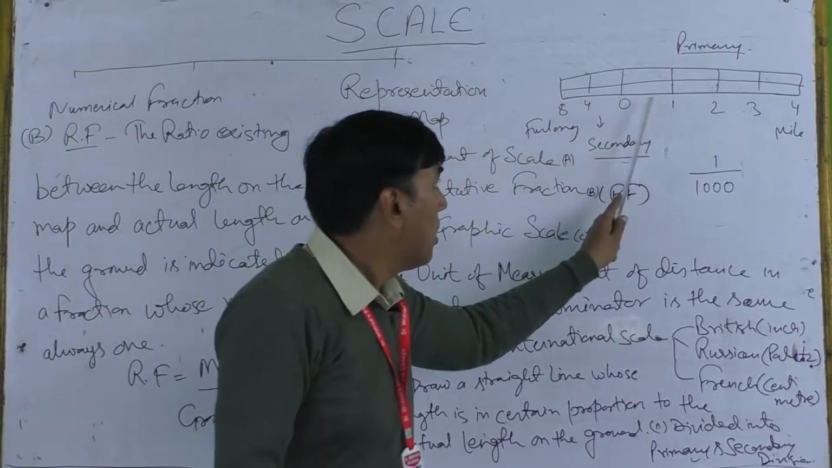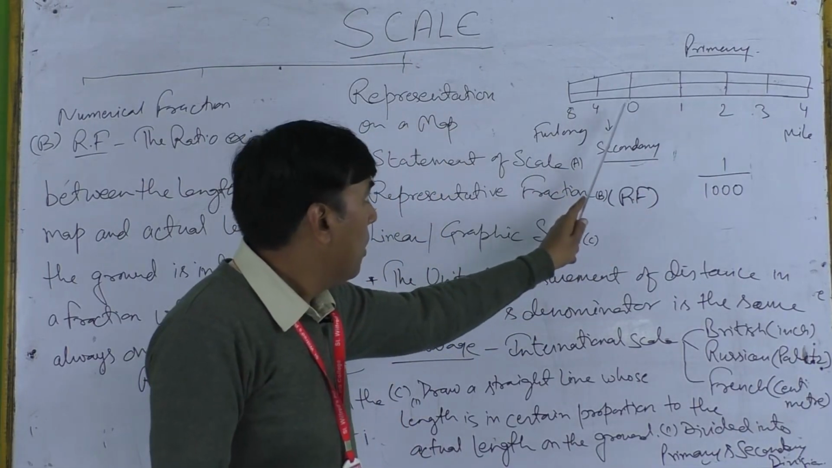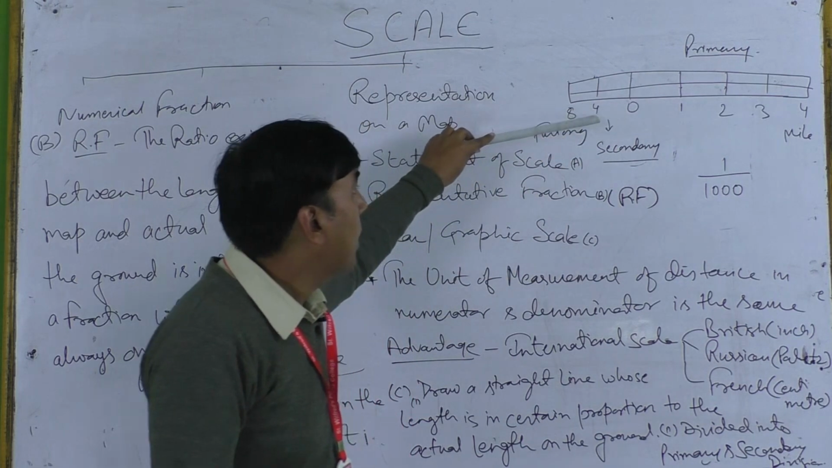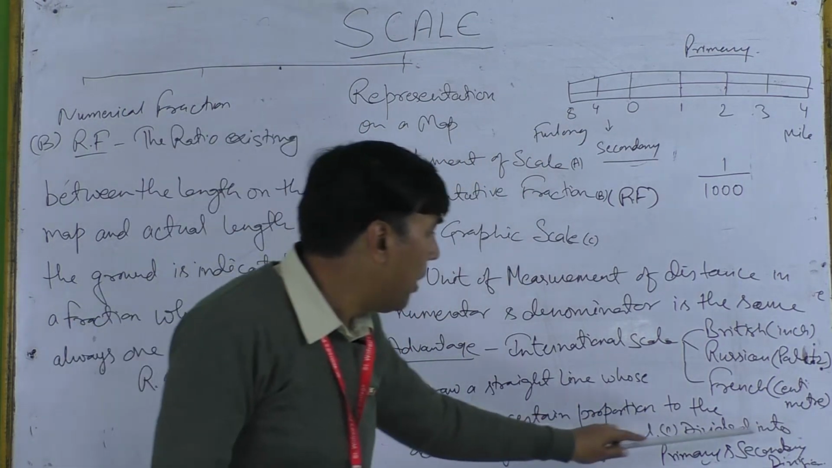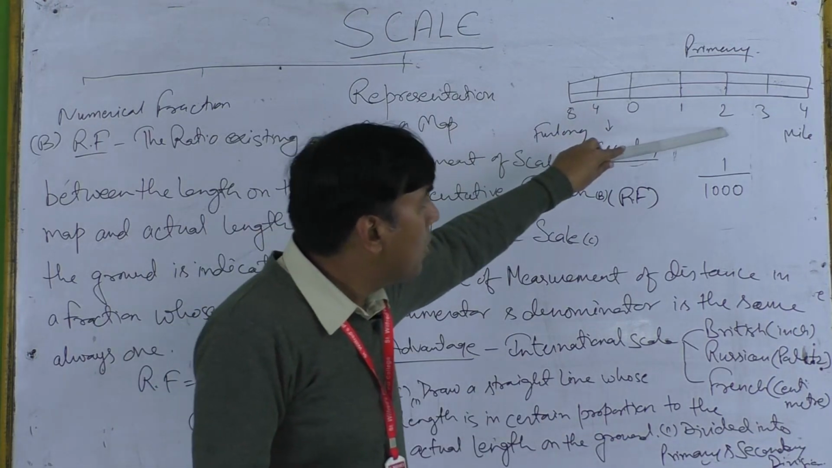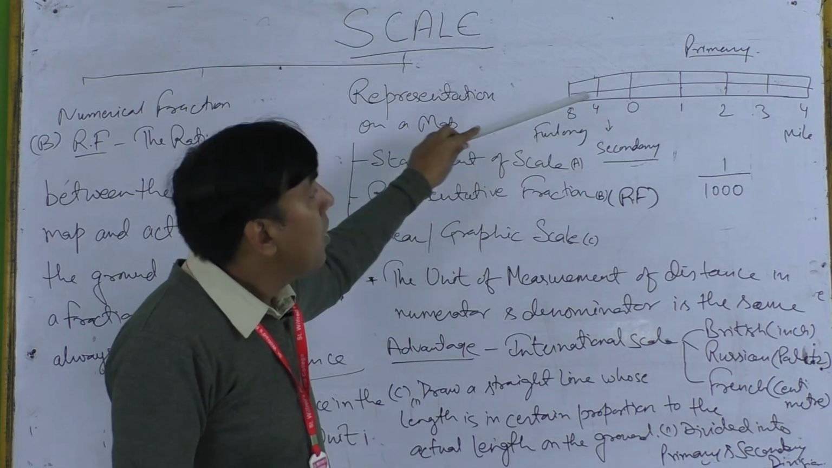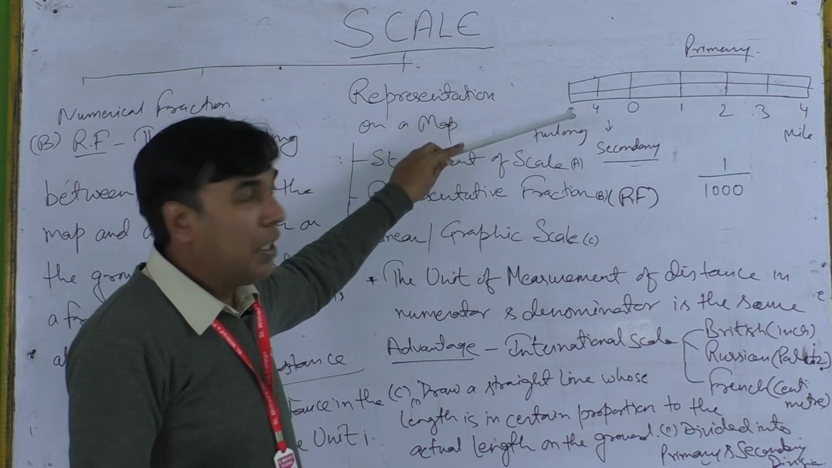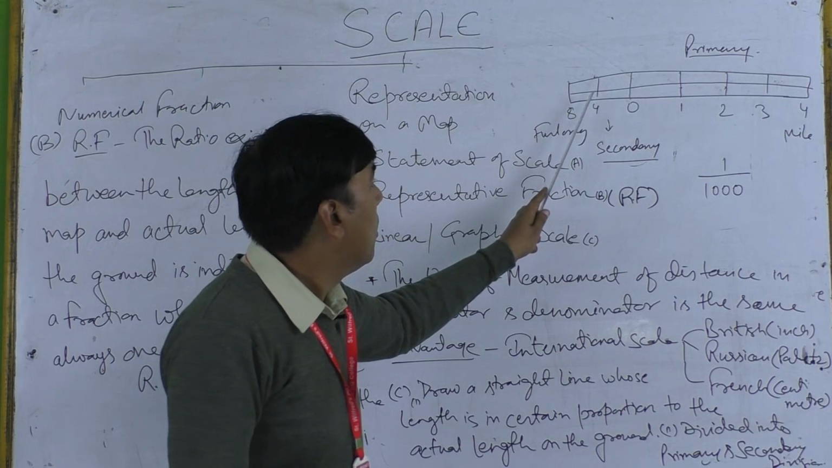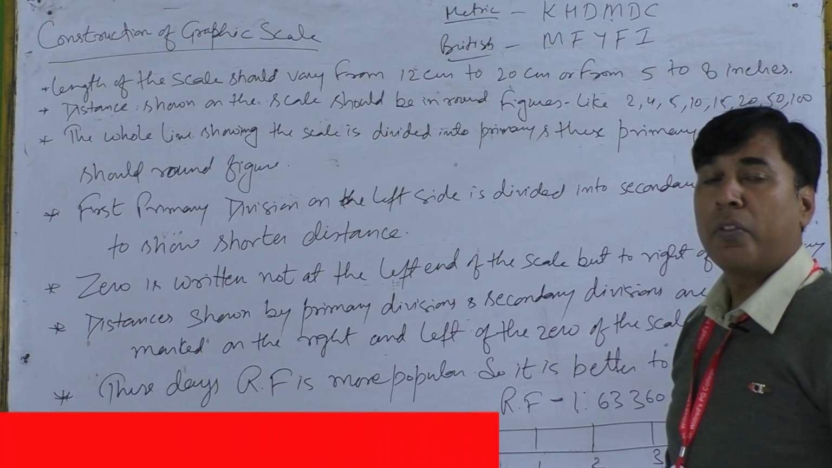How? This one is the 4 miles and this is the subdivision, here 0 to 1. So this is the primary part and this one is the secondary part, divided into two parts, primary and secondary. In primary we use a bigger unit of distance, and in secondary we use a smaller unit of distance. So this one is the primary and this one is secondary. Now the construction of a graphical scale.